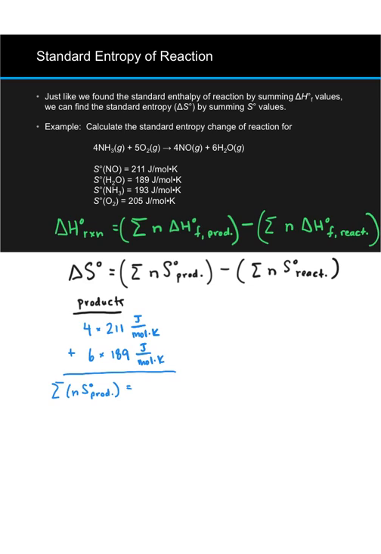6 times 189. We can do something similar for all of our reactants, calculating the second term in our equation up above. For ammonia, NH3, we have a coefficient of 4 and a standard molar entropy of 193 joules per mole Kelvin.